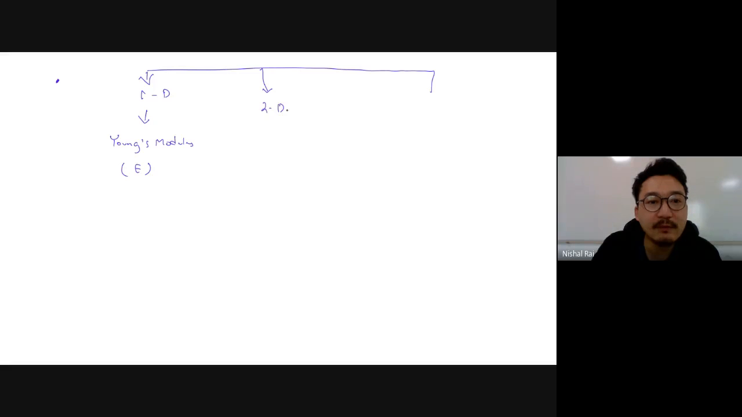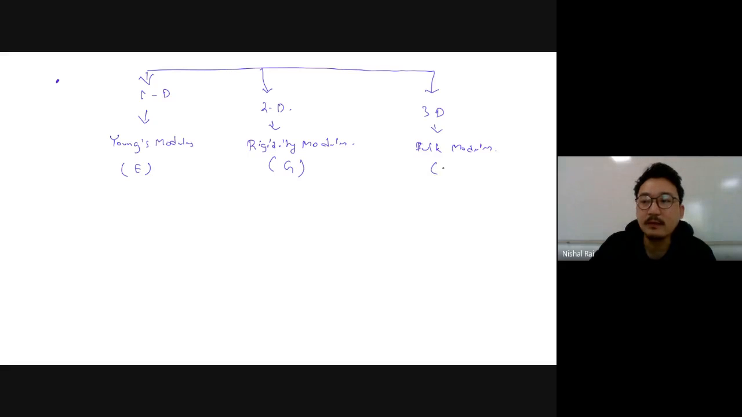And in two dimensions, we have what? Shearing stress, which will give you the rigidity modulus, which was given by G. And in three dimensions, what do we have here? Bulk modulus, which is given by K. So these are the three quantities in different dimensions. For the rigidity modulus, your shearing stress was there. For the bulk modulus, there is a continuous expansion or contraction of the whole body. For Young's modulus, it was just a change in length.